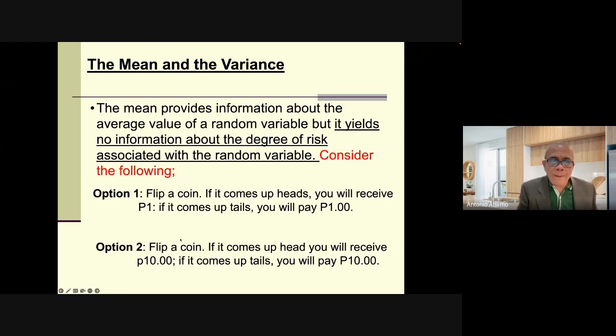Now consider this particular option. We will use the flipping of an unbiased coin. Option one is when tossing the coin and it comes up head, you receive 1 peso. If it comes up tail, you pay 1 peso. Now, option two is flipping a coin. If it comes up head, you will receive 10 pesos. And if it comes up tail, you will also pay 10 pesos. Now, what is the difference between the two?